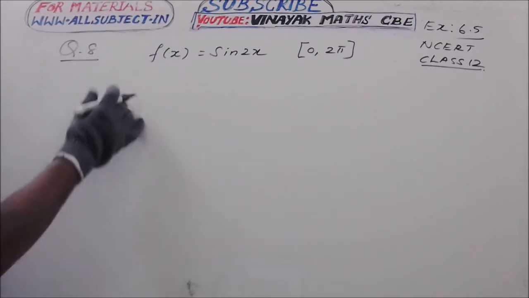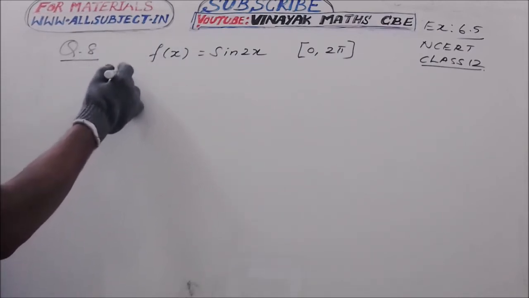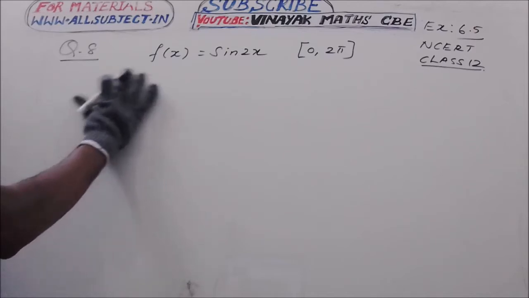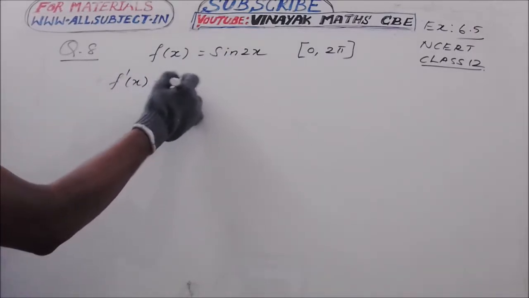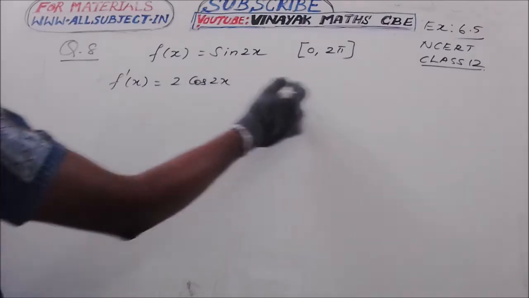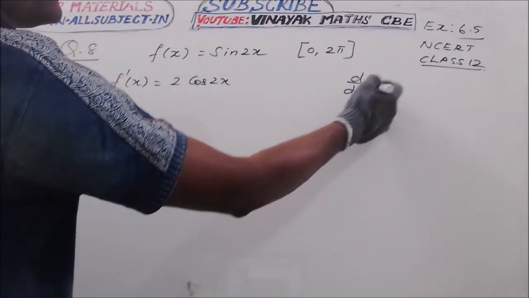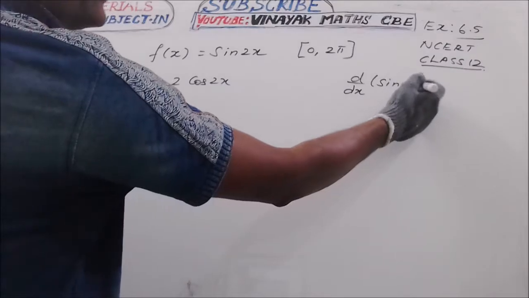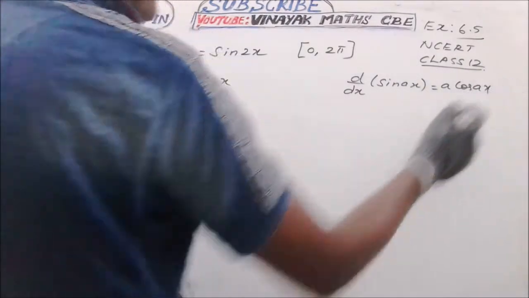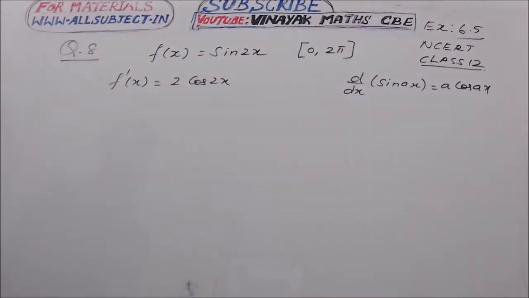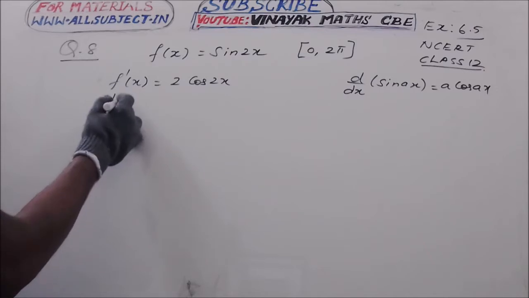Given f of x, find f dash of x. F dash of x is equal to the derivative of sin 2x, which is 2 cos 2x, because the differentiation of sin ax is equal to a cos ax. So here sin 2x gives 2 cos 2x. Now put f dash of x equal to 0 to find its critical points.